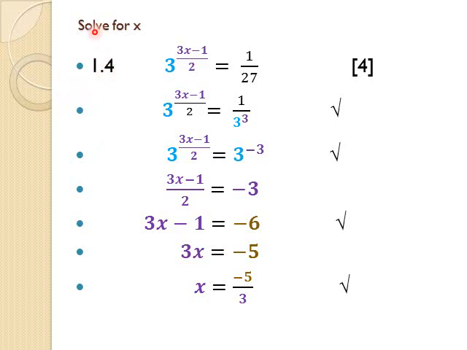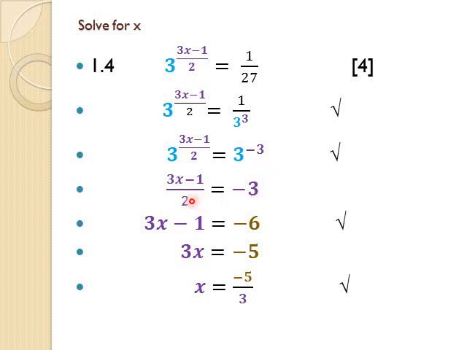So 1.4, now we're solving for x, meaning we have to have x to the power 1 as a final answer. So given to me, base 3 to the exponent 3x minus 1 over 2 equal 1 over 27. So to solve the unknown exponent, my bases must both read base 3. So 27 must be written as 3 to the power 3. If I take that up, becomes 3 to the negative 3. Bases are the same, so I drop them. So 3x minus 1 over 2 now equal negative 3.